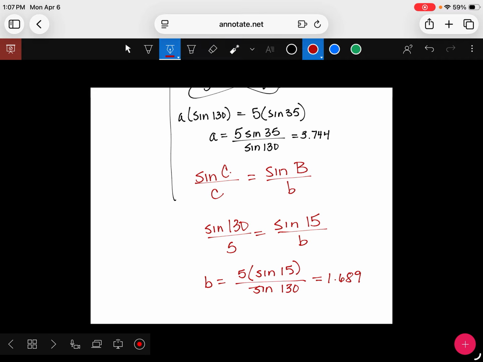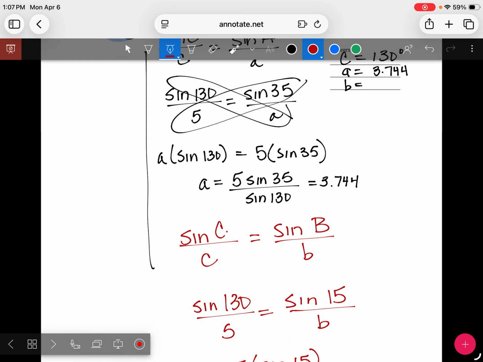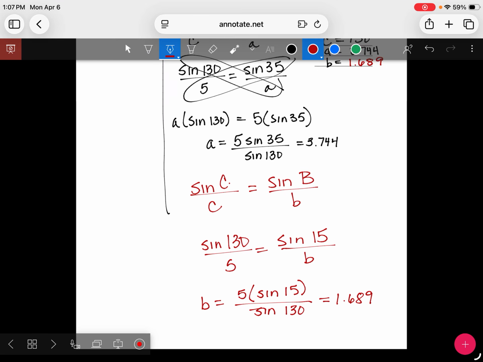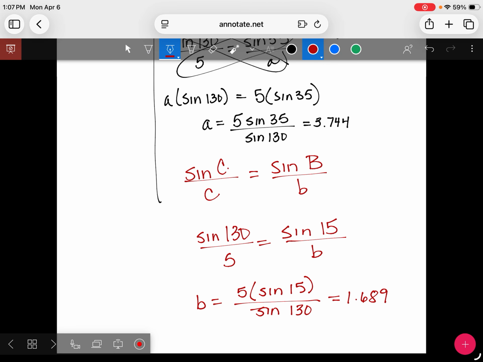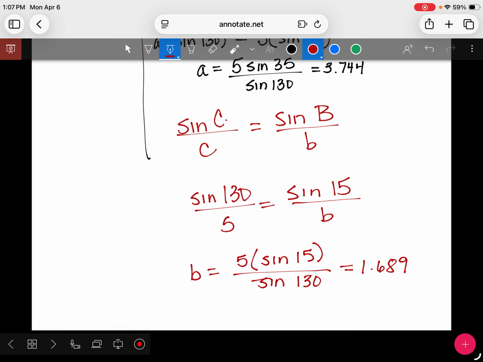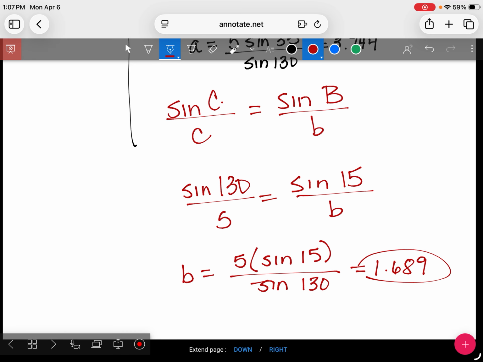We'll see. All right, so now we have found it all. 1.689. Any questions so far about how to do the law of sines? So notice the triangles we've done so far. One was acute. This one here will be obtuse. You can still use the law of sines as long as you have a pair. So that would be little b.